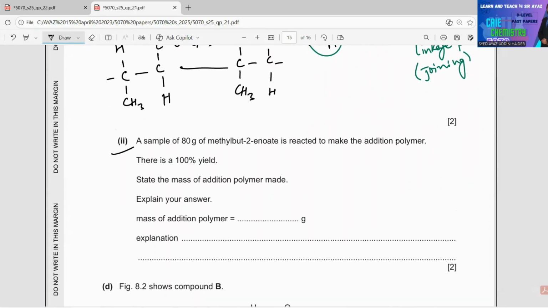Part 2. A sample of 80 gram of methyl butadienoate is reacted to make the addition polymer. There is a 100% yield. So state the mass of addition polymer made. Explain your answer. So mass of addition polymer must be 80. The reason is that only polymer is made. You are having only one product. That's why you have 80 gram as the mass of the polymer.